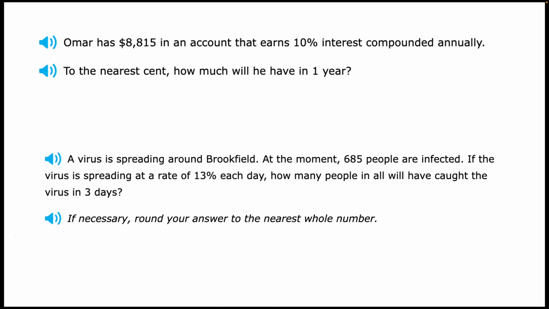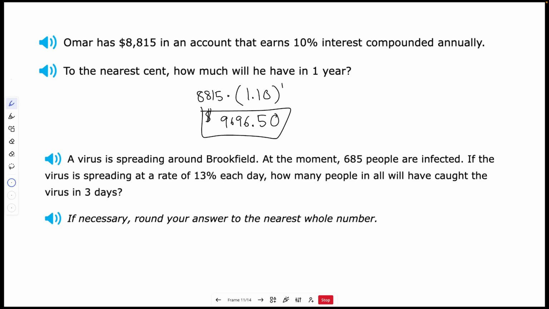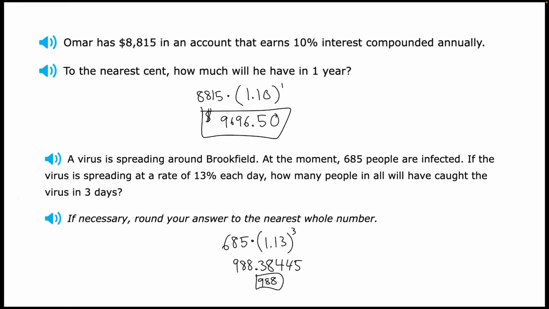Now that you've had time to work on these problems, let's check your solutions. For the first problem, here is the work. You should have ended up with $9,696.50. Make sure you add the 0 on because we're talking about money. And for the second problem, here is the work. You should have ended up with 988 because it said round to the nearest whole number.